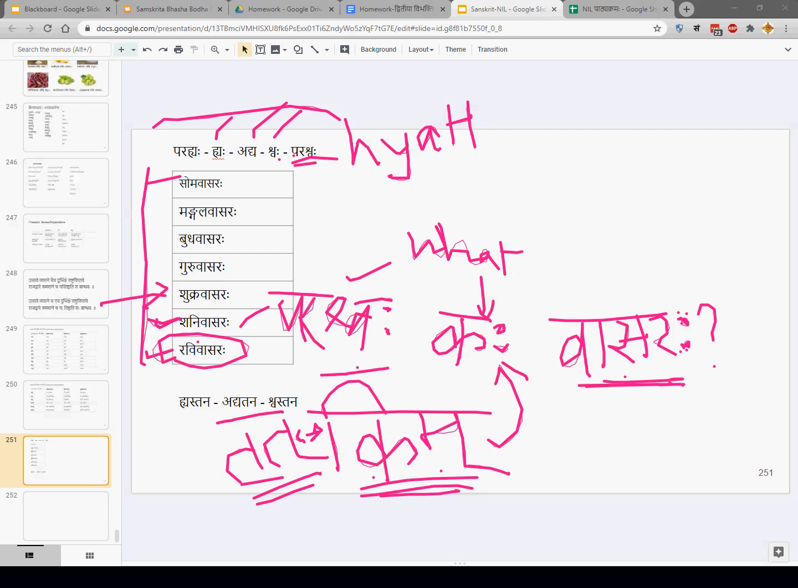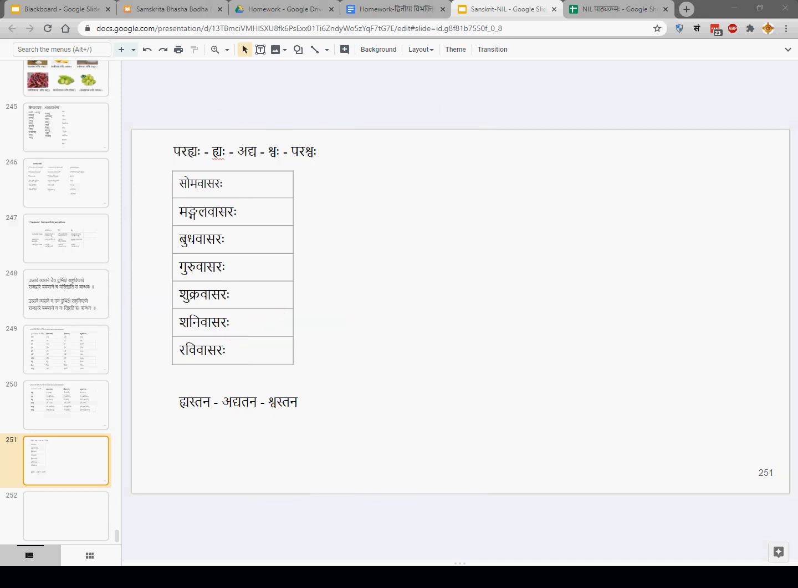Hyaha Shukravasarah. Similarly, Parahyaha, the day before that. Parahyaha kaha vasarah? Parahyaha Guruvasarah. Simple, right? Any question? Any doubt?